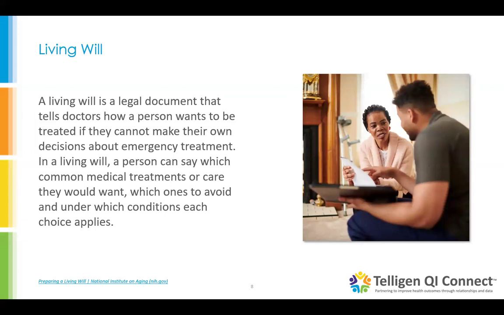This is the legal document that outlines which common medical treatments or care they want and those which they don't want, and under which conditions for all those choices. This includes choices about CPR, ventilators, ICDs or implantable cardioverter defibrillators being turned off, or artificial nutrition and hydration, like an NG or a PEG tube. A living will can also dictate what one wants in terms of body donation.